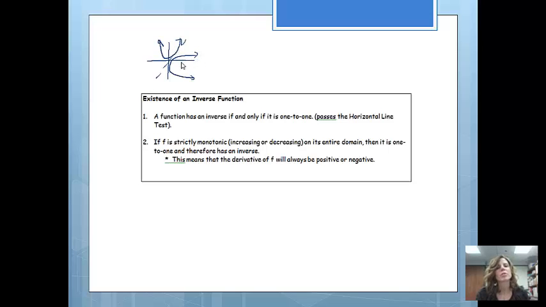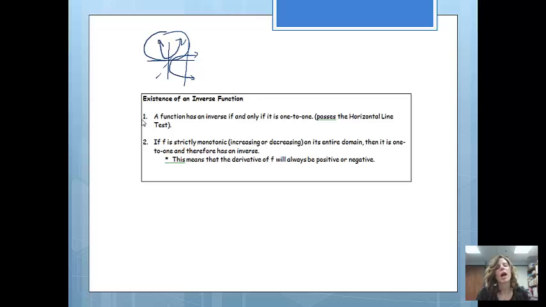So notice you can find an inverse, but this inverse is not a function because it doesn't pass the vertical line test. So for this specific problem, I would say it does not have an inverse because the inverse is not a function. That's what we're going to be looking at in this lesson: if I find the inverse, is that inverse a function?